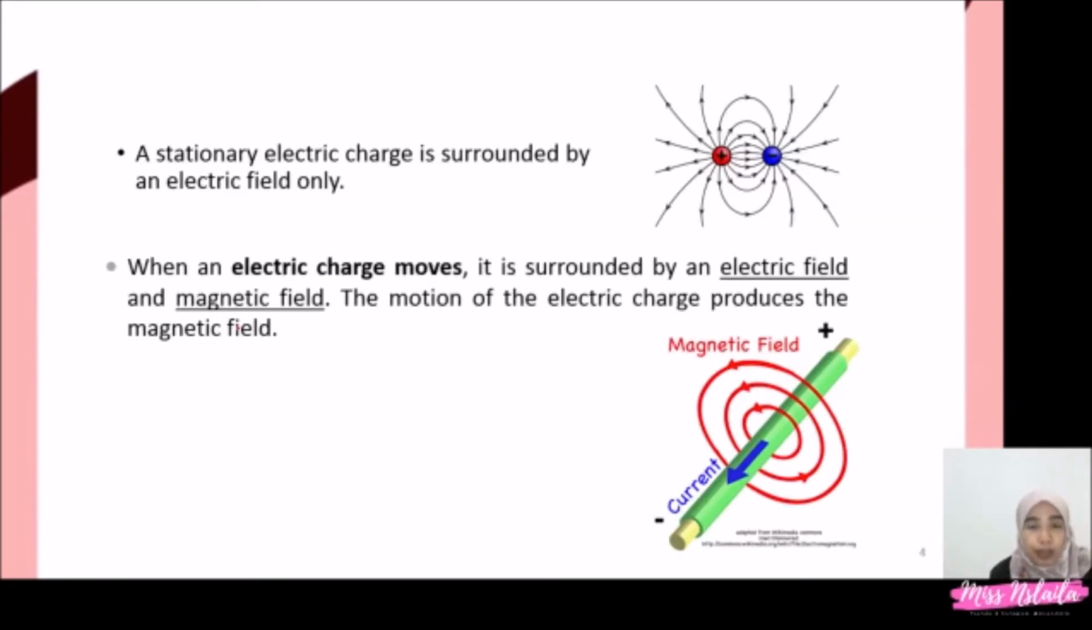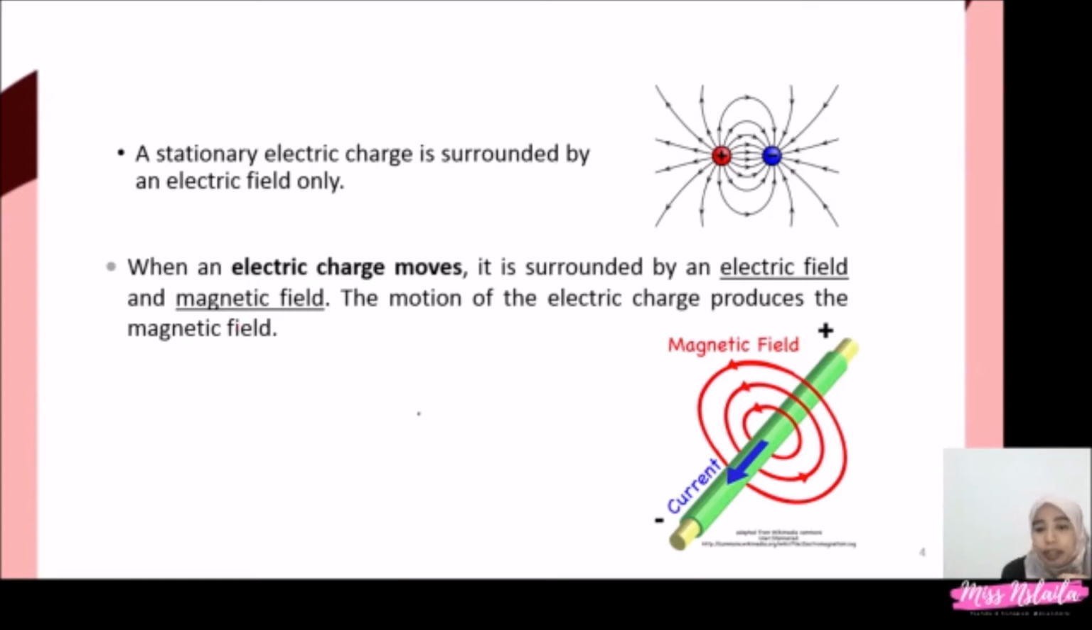In chapter 3, we learned about the electric charge and also the electric field produced by it. So if this electric charge moves, it will produce electric current. And when there is electric current, the electric current can produce a magnetic field around it. So there will be two fields around the conducting wire, electric field and also magnetic field.